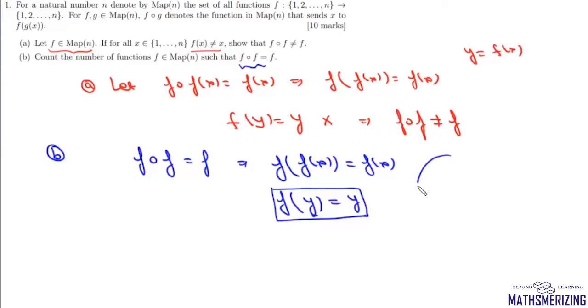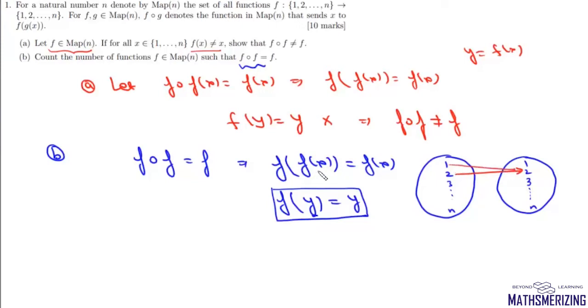Say for example, suppose we have these n numbers 1, 2, 3 up to n, and then 1, 2, 3 up to n, and suppose 2 is mapped to 2. Then any value of x which is mapped to 2 will always fulfill this condition, which is f of f x is equal to f x. So there has to be at least one element which is mapped to itself. So we'll find the number of such mappings when exactly k elements are mapped to itself.